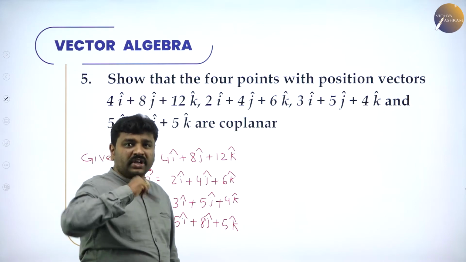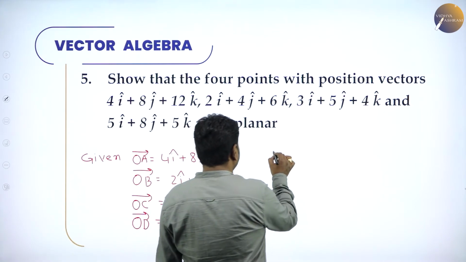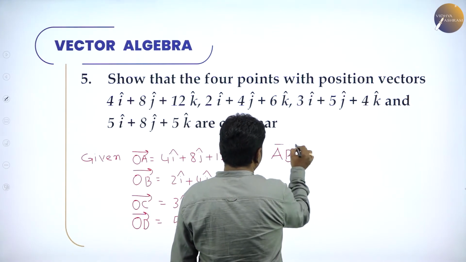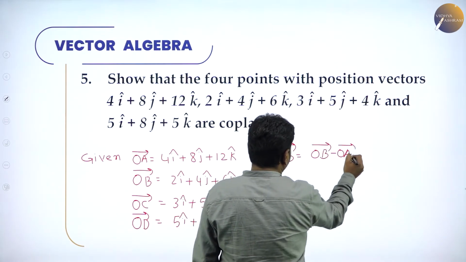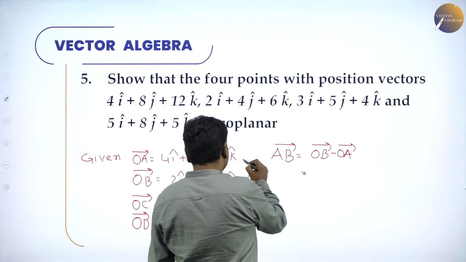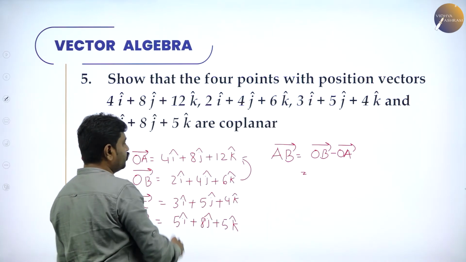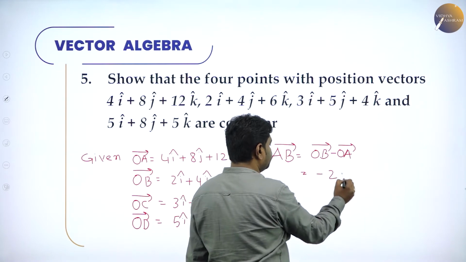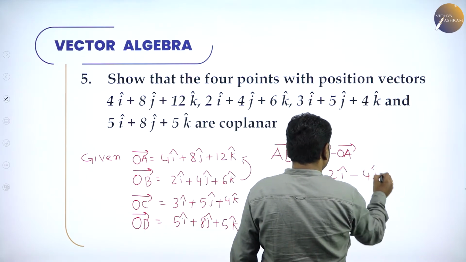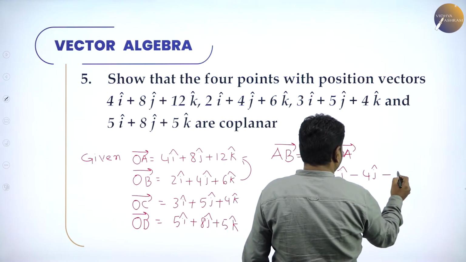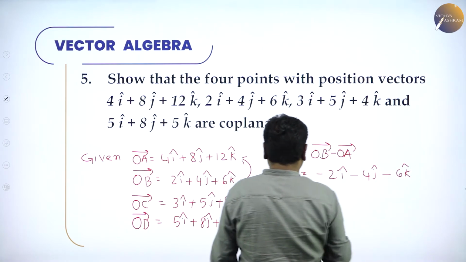From this create co-initial vectors. What are co-initial vectors? Vector AB means OB minus OA, that is B minus A. Subtract. So 2i minus 4i is minus 2i cap. 4j minus 8j is minus 4j cap. And 6k minus 12k is minus 6k cap. Now this is vector AB.